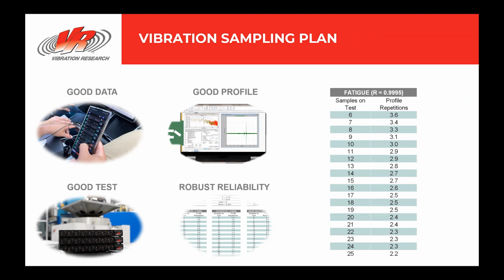So let's talk about vibration sampling plans. A vibration sampling plan simply states how many repetitions of a vibration test profile that represent one product service life must be repeated for a given number of samples on a test to demonstrate a particular level of reliability and confidence level if 0 failures are found during the duration of the test.